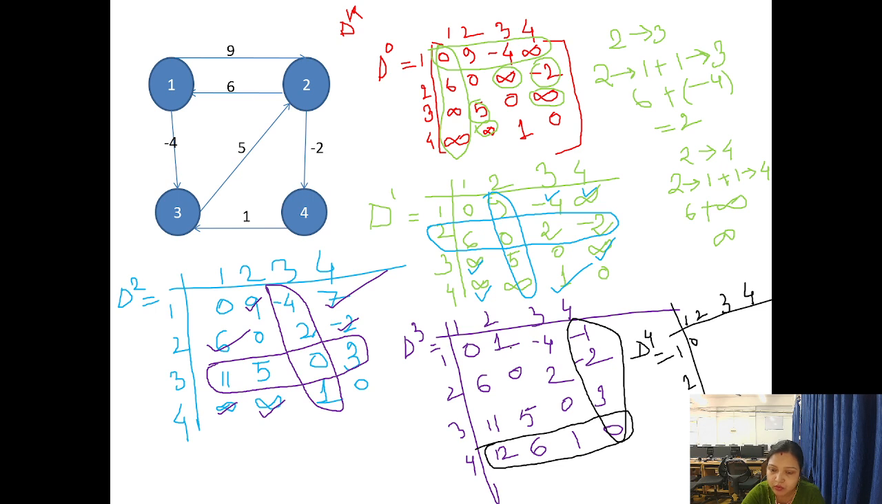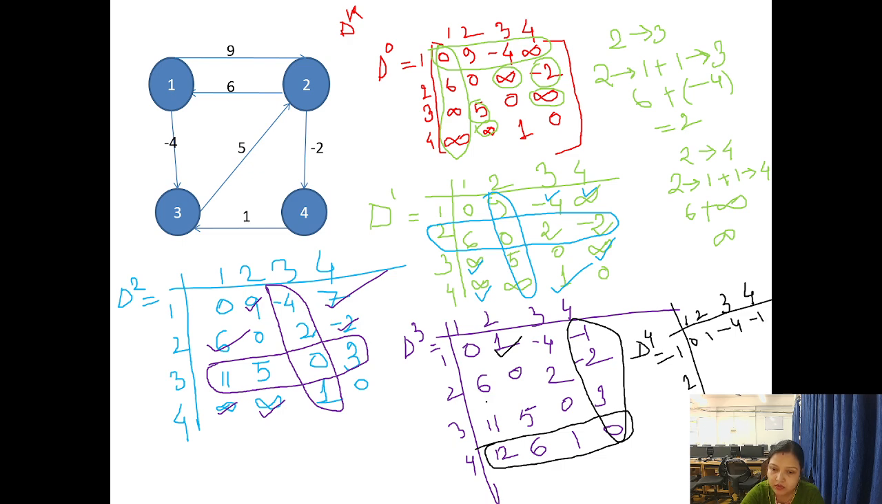So 1 to 2 will be what? 1 to 4 and 4 to 2. So 1 to 4 is -1 and 4 to 2 is 6. So -1 plus 6, that is 5, and it is 1 only. So it will be 1 only. Next is 1 to 3. So 1 to 3 will be 1 to 4 plus 4 to 3. 1 to 4 is -1 and 4 to 3 is 1. So 1 plus -1, that is 0, and it is -4. So it is minimum only, and this is the intact one.